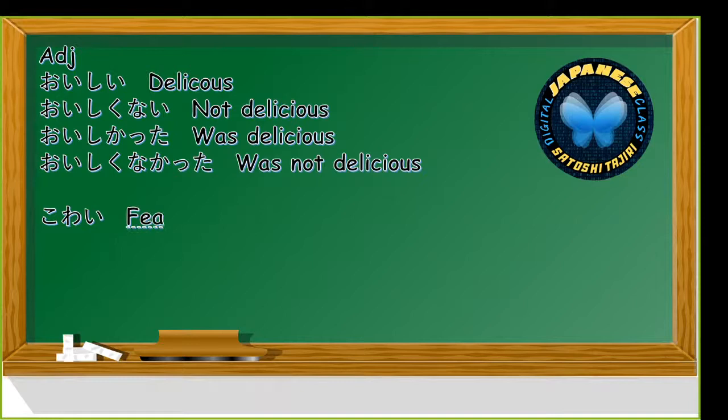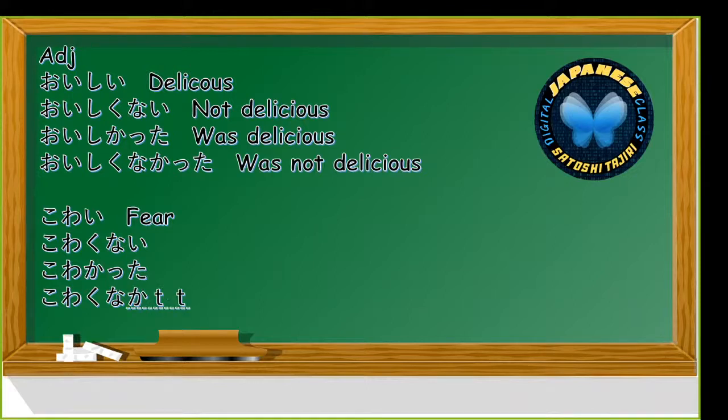Let's have kowai, fearful. Let's make it negative. Kowakunai. How about making it past tense? Kowakatta. So we have kowai, then adding katta. How about was not fearful? Kowakunakatta. Very good, right? So that is the adjective conjugation. And it's the same conjugation that we will have for a verb.